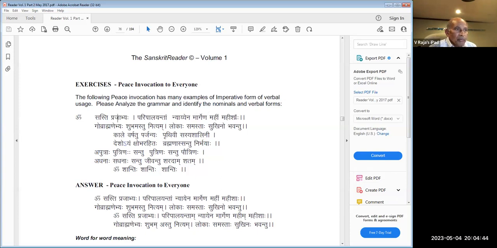Nyayena Margena Mahim Mahishaha Go Brahmanebhyaha Shubham Astu Nityam. That's another verb here. Lokaha Samastaha Sukinaha Bhavantu is another plural here. Kale Varshatu is another verb. Parjanyaha Prudhivi Sasya Syalini Deshaha Ayam Deshaha, this country. Kshobha Rahitaha. Kshobha you should know. Kshub is the dhatu. Kshobha means pida. So that means there should not be any famine.